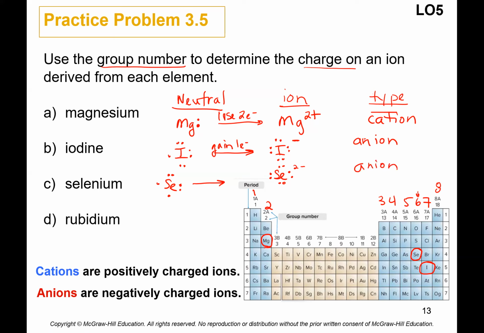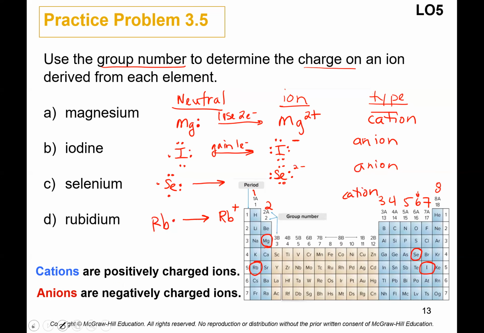Right. Let's do this last problem here. This is rubidium. Where is rubidium? It is right here. It's in that first group. So that means it has 1 valence electron. Well, it's going to prefer to lose 1 rather than gain 7 in order to reach 8 electrons in its outer shell. So rubidium is going to lose that 1 valence electron, and because it lost 1 negative charge, it now has an excess of a positive charge. And this is also going to be a cation.